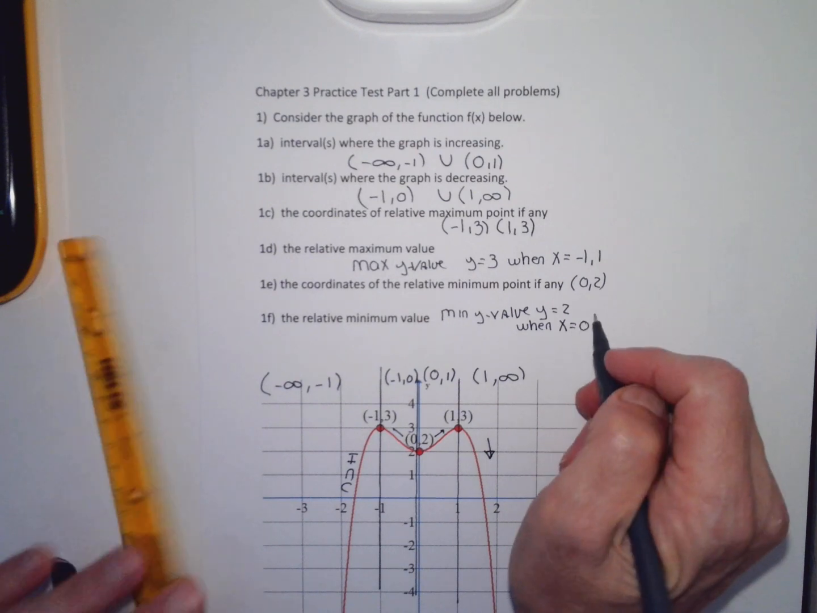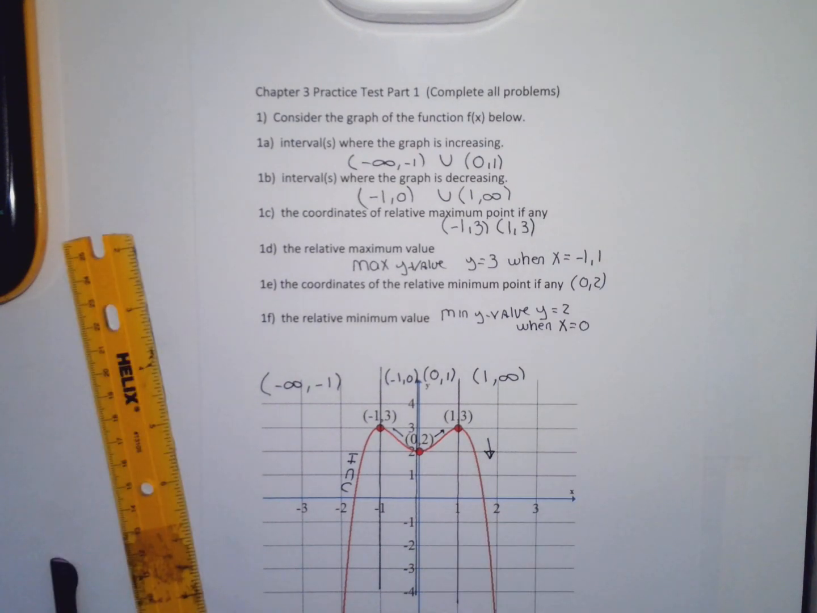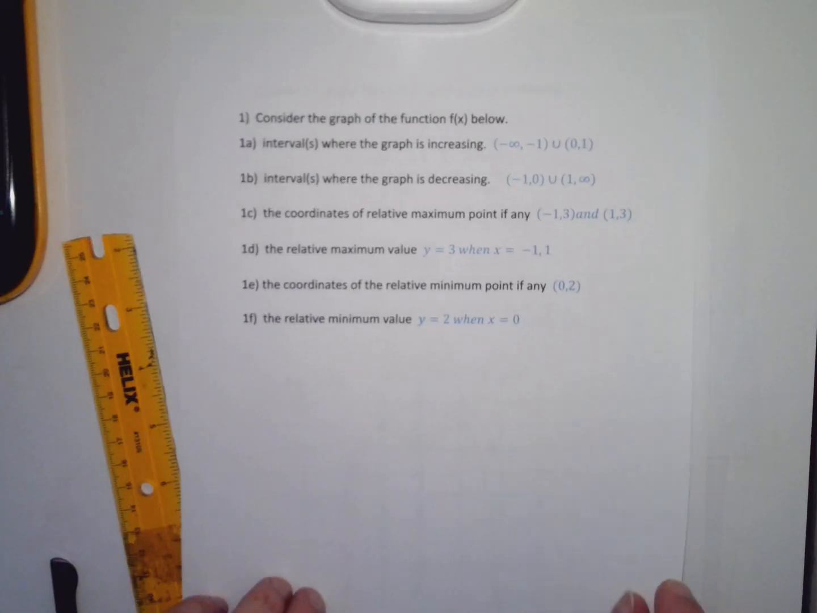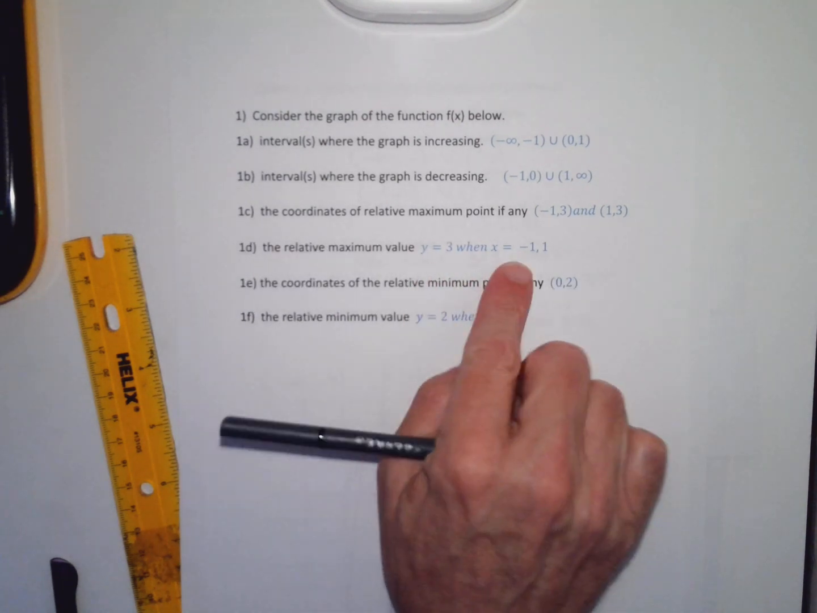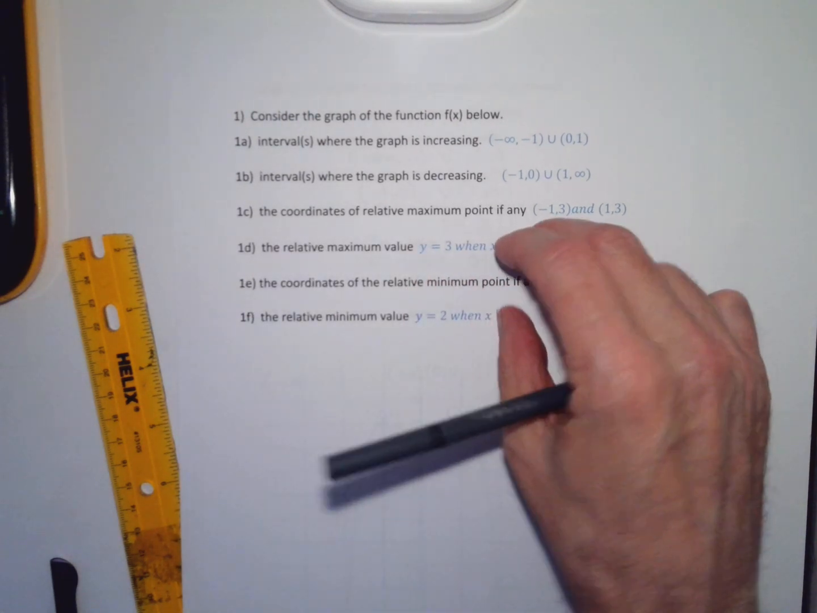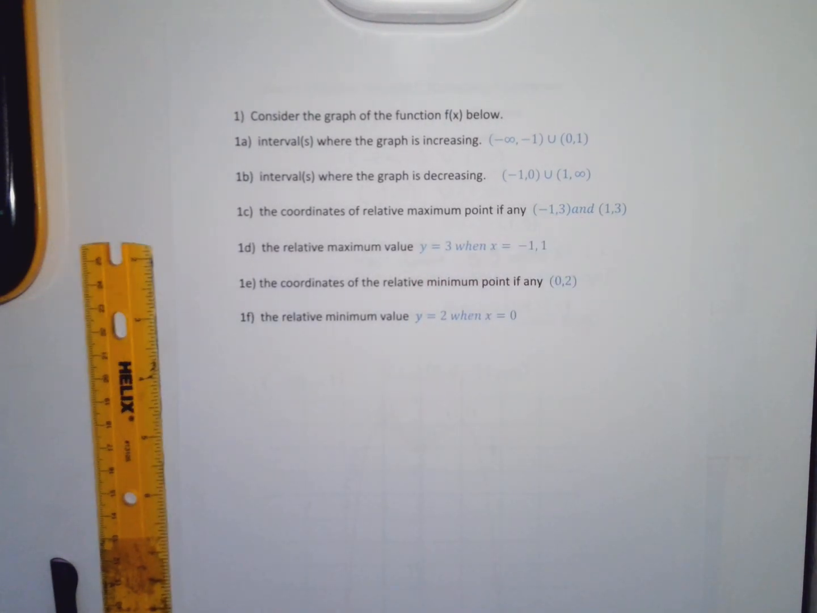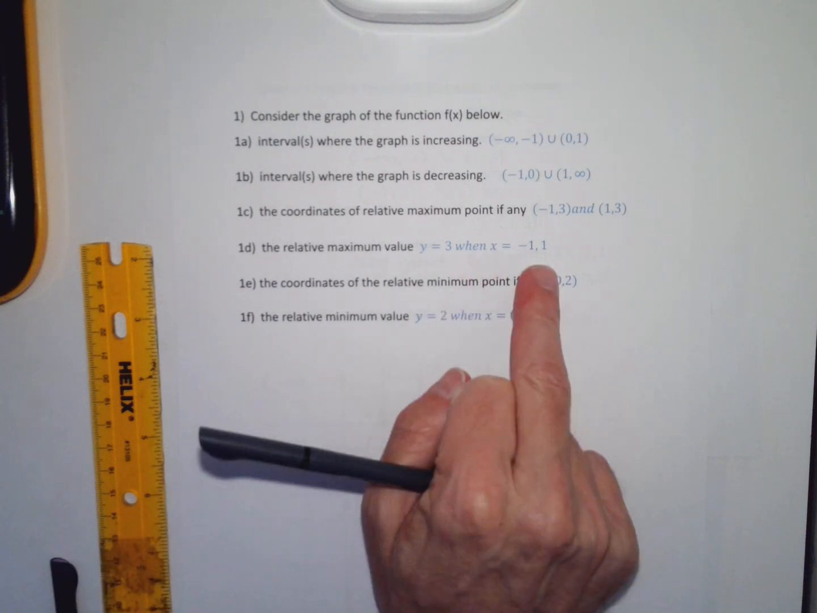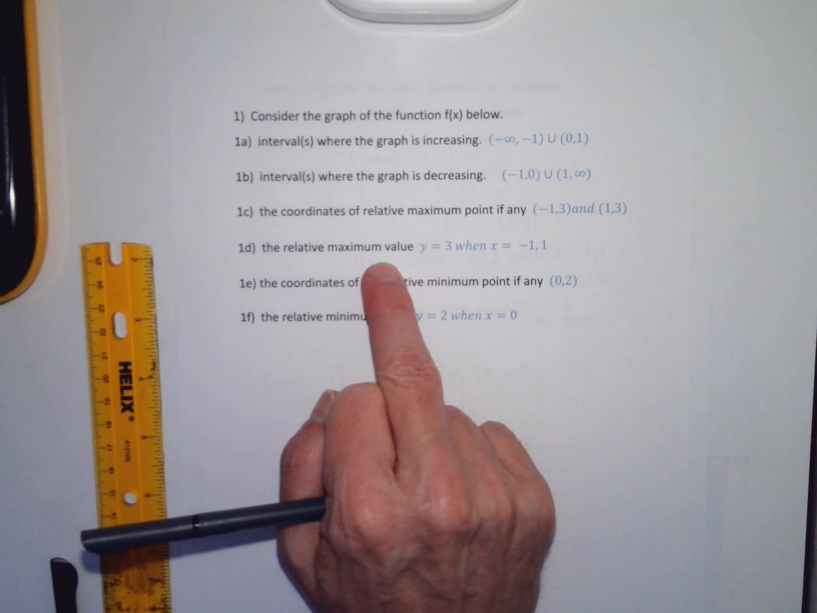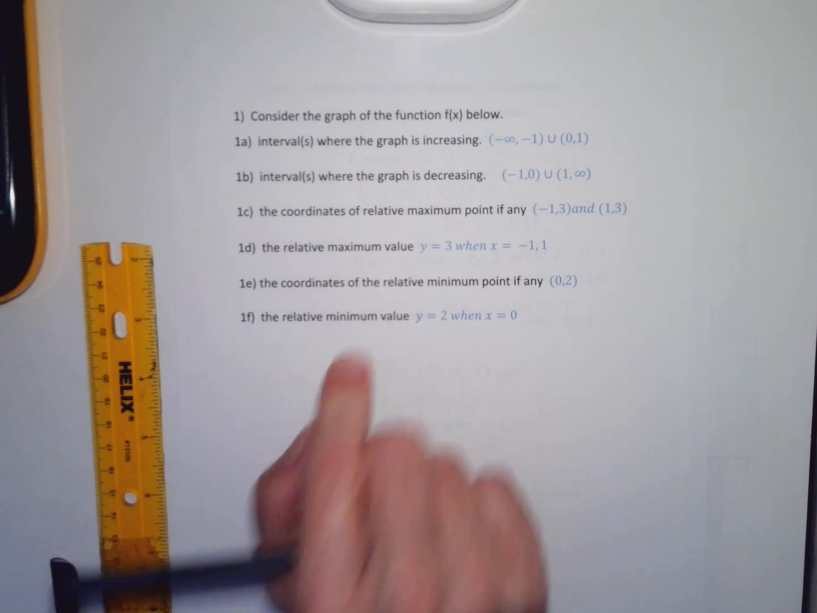On my next page, I actually have this typed up, and same answers, and I don't know that this is better or worse for the explanation of the maximum and the minimum points, but it doesn't have to be perfect. Just emphasize both the y and the x when you're finding the maximum and relative minimum values.